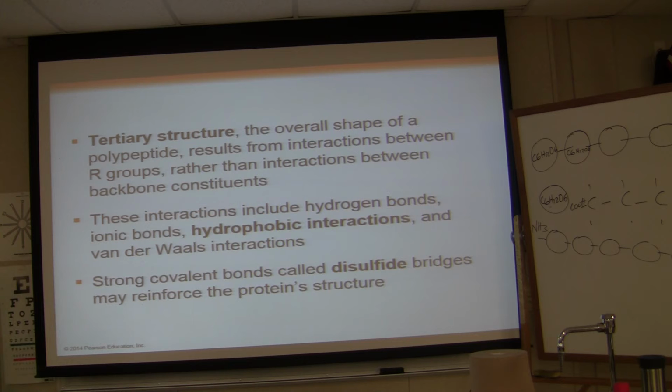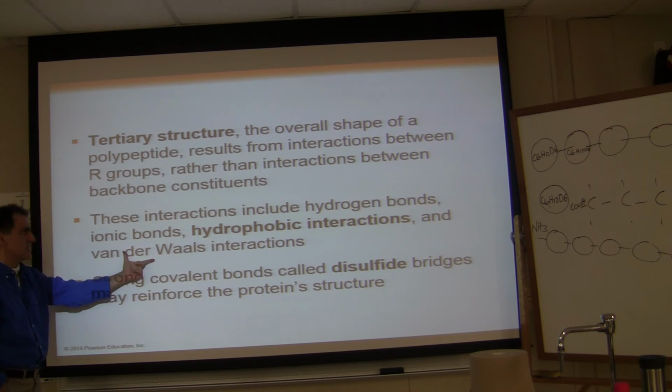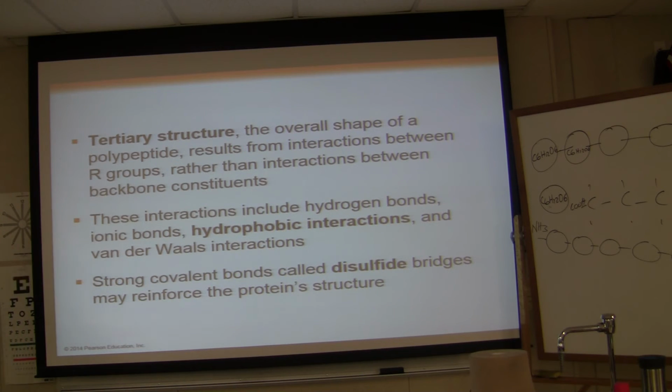Okay, tertiary: the overall shape of a polypeptide results from interactions between R groups rather than interactions between backbone constituents. That's another difference of the tertiary structure. These interactions include hydrogen bonds, ionic bonds, hydrophobic interactions, and van der Waals interactions. I never talked about van der Waals interactions. It's just an attraction between two molecules, like hydrogen bonds. Again, do not worry about it.